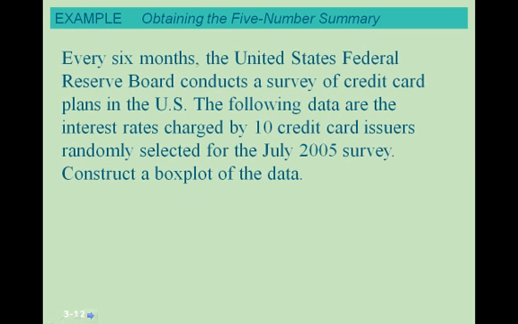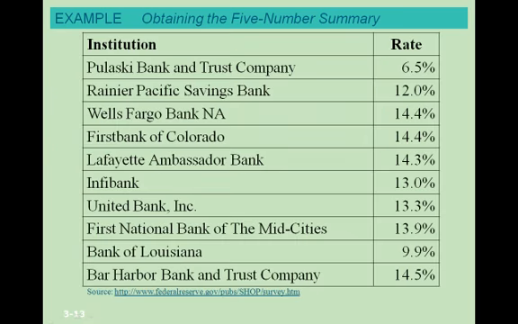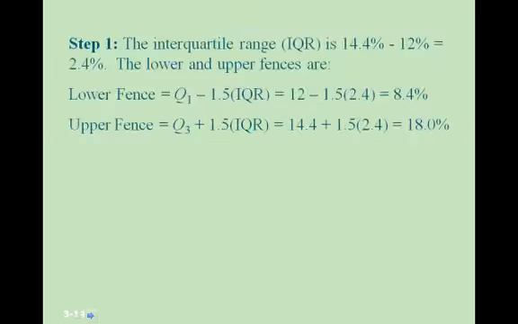So let's look at our example of our Federal Reserve Board with our 10 interest rates charged by our credit card issuers. We want to construct a box plot of the data. So here's the data again that we saw before. And remember, we already have the 5-number summary for this. So recall that Q1 was 12 and Q3 was 14.4.